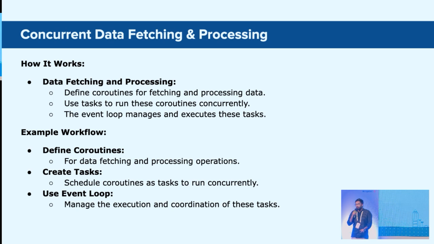Now we would like to focus on concurrent data fetching and processing. So how can we do this? We have data fetching and, suppose, pre-processing. We define coroutines for each of them: first a coroutine for fetching and a coroutine for pre-processing. Then we create tasks to run these coroutines concurrently and get the results, all by using the event loop in the background. In an example workflow, as you can see, we define the coroutines for data fetching and processing. We create the tasks which are required. Suppose fetching, processing, and training, we create separate tasks for each of them. And we use the event loop for managing.